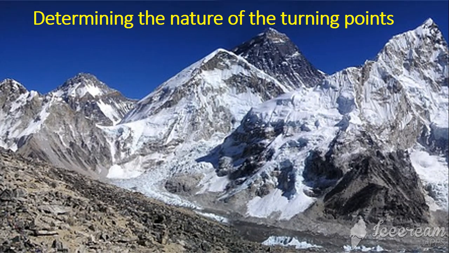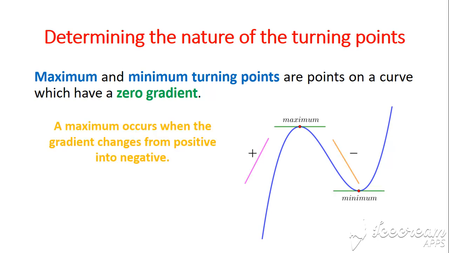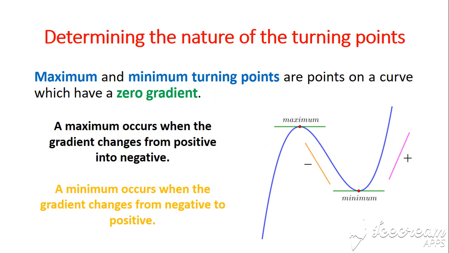In this video we're going to determine the nature of the turning points, which is a flash way of saying we're going to prove whether a turning point is a maximum or a minimum. You remember maximum and minimum turning points are points on the curve where they have zero gradient. Maximums go from a positive gradient and it changes into a negative gradient, and a minimum point is a point on the graph where the gradient has changed from negative into positive.